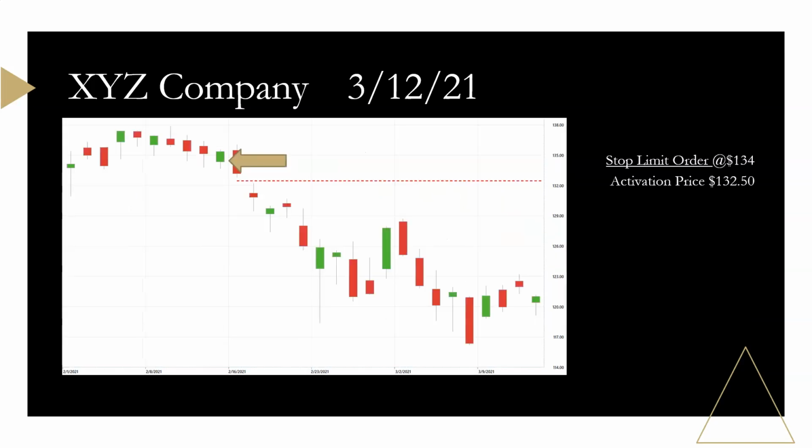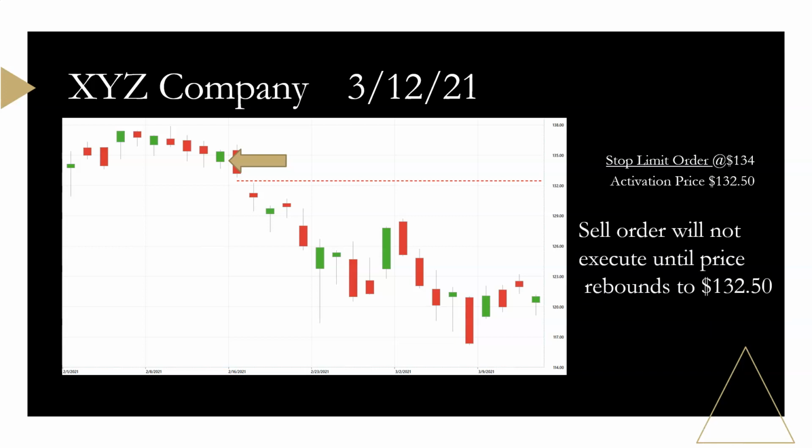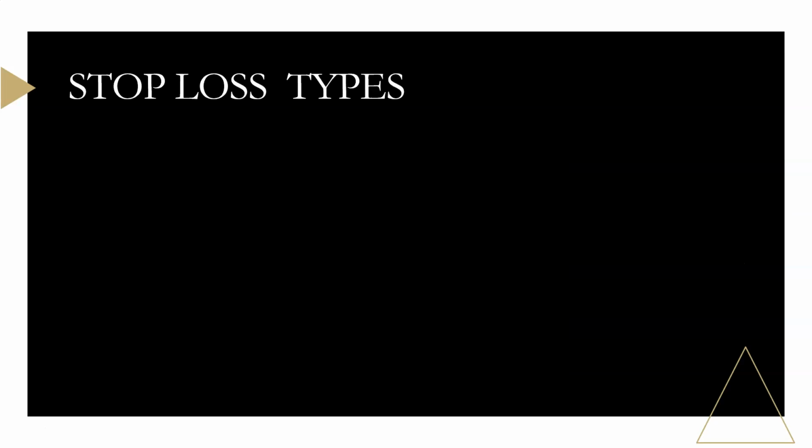In fact, fast forward 30 days from your purchase and you can see that the stock price just continued to fall. So your stop limit order with an activation price of $132.50 will not get executed until the price rebounds back up to that point. And who knows how long that could take. It could be a couple of days, could be a couple of years. That's what makes trailing stops so useful.